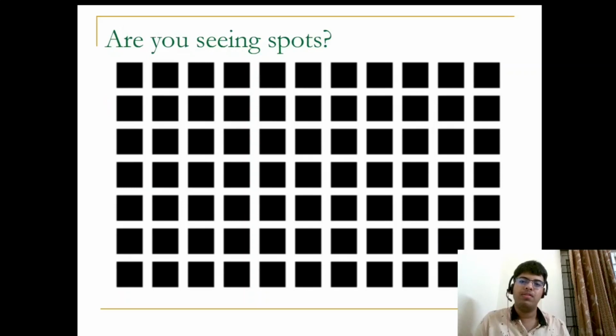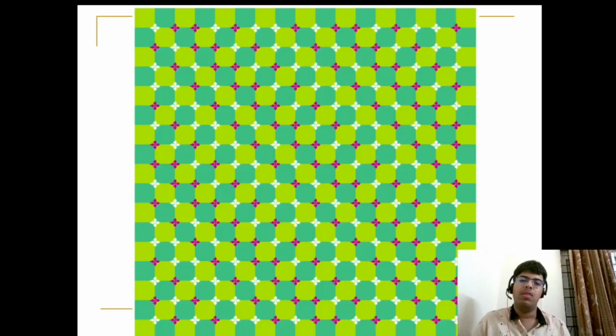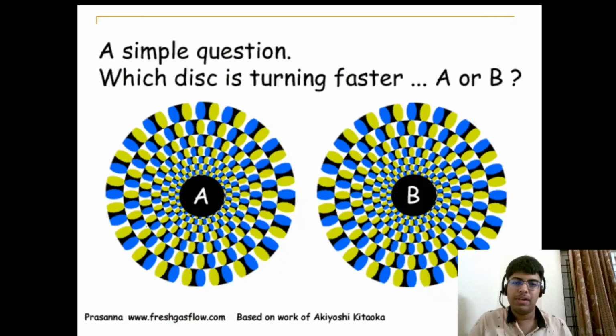Before going to the topic, let's have a small workout, shall we? Now, in this image, can you spot some spots? I can see them. Can you? You can comment in the section below. And this one, if you look closely, for me, the pattern is a wavy pattern. And the next one, if you look at the disc closely, you will feel that they are rotating a little, right? So the question for you is, which is rotating faster, A or B? You can comment in the section below.